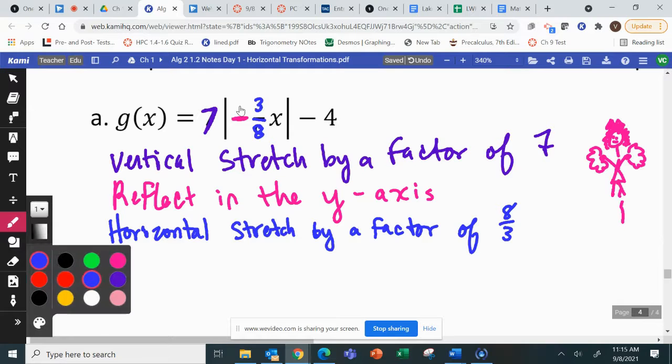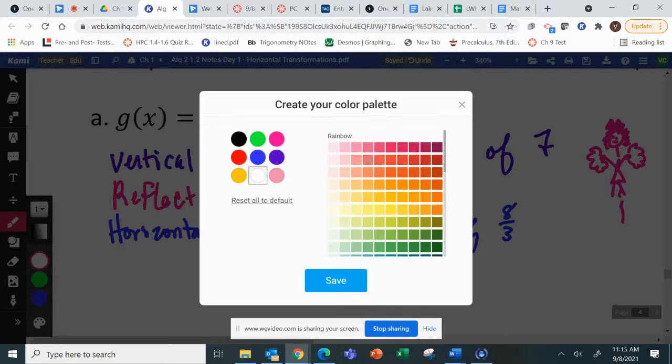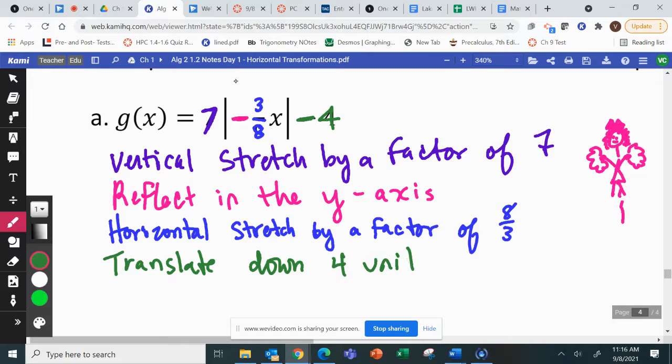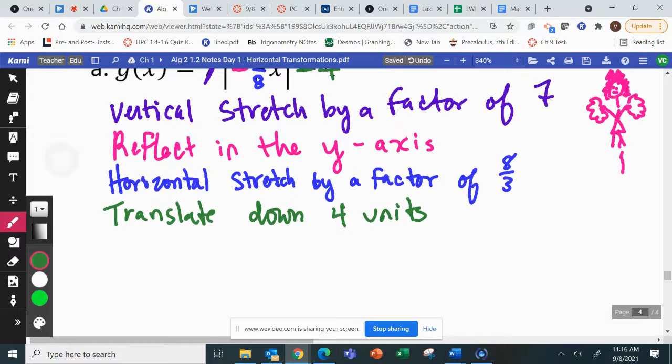And then we can do green. I feel like I need a different green, though. Let me replace my white. Okay. So we'll do green for subtract 4. So that we should already know that's a translate where. Down. So that's a translate down 4 units.